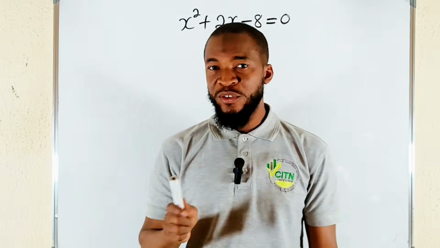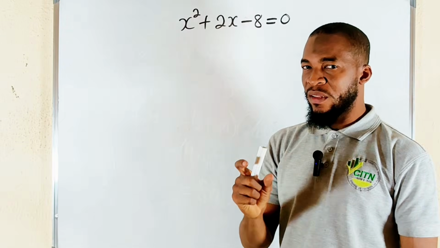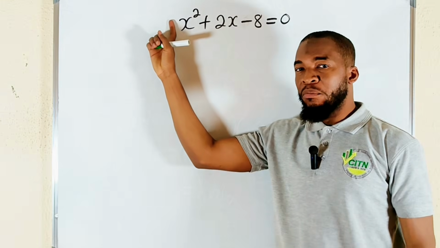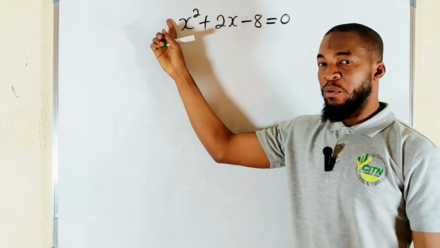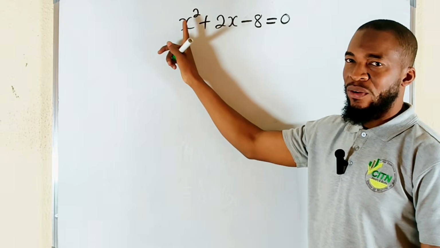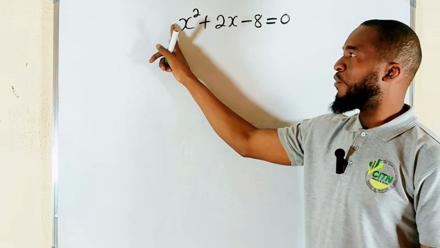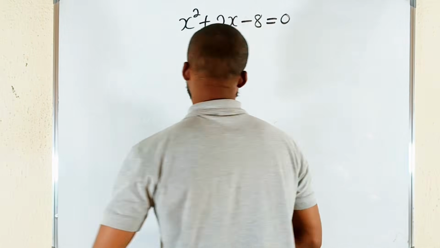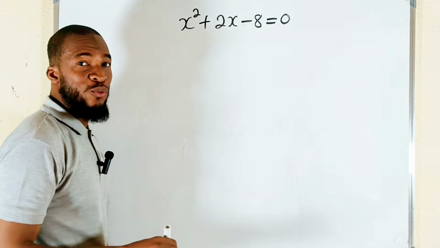If the question says you should solve this by completing the square method, this is what I recommend. If there is a number attached to x squared, which is the coefficient of x squared, please divide every single term by that number to ensure that you have no number attached to x squared. Done.